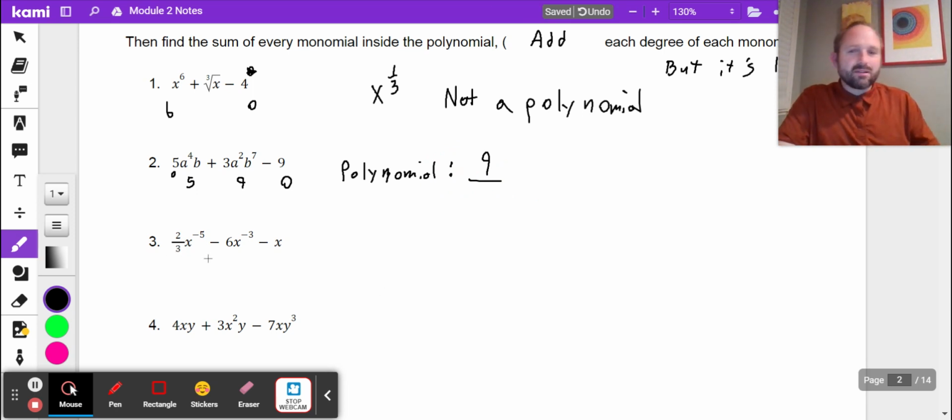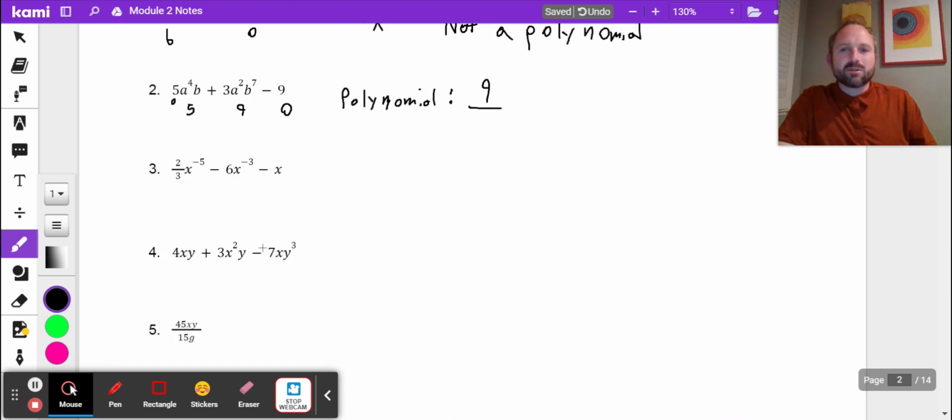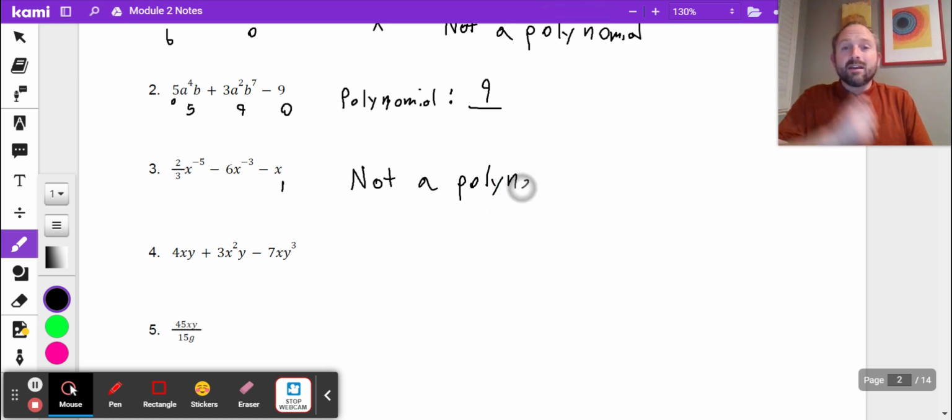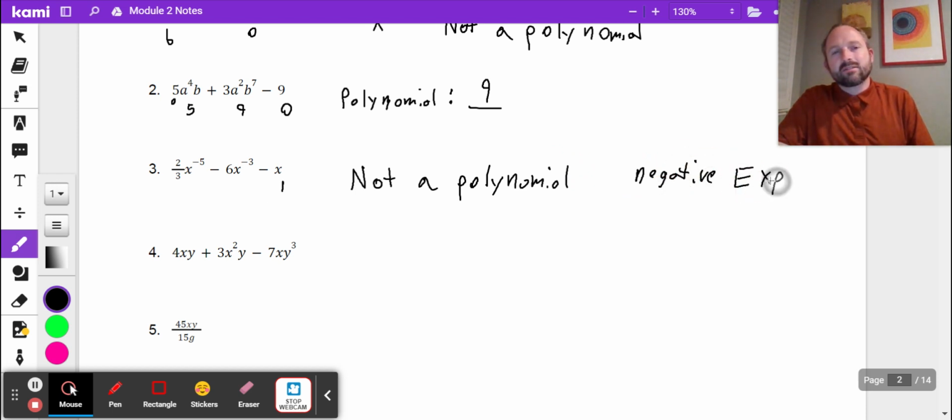This one, I think we're almost toward the end. Let me do this last one and then I'll give you the next 2 by yourself. So I have this 2/3 x to the -5th minus 6 times x to the -3rd minus x. Well, that's 1. And hey, wait a second. We got negative exponents. So, not a polynomial. And now we need to answer why. Negative exponents on the variables.